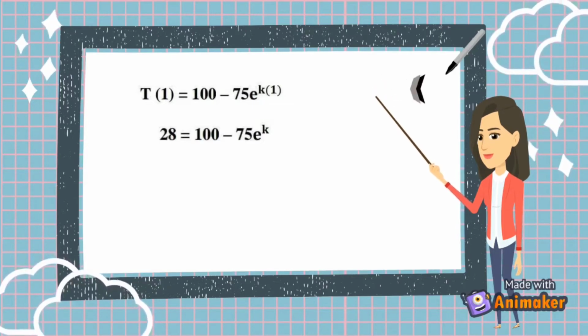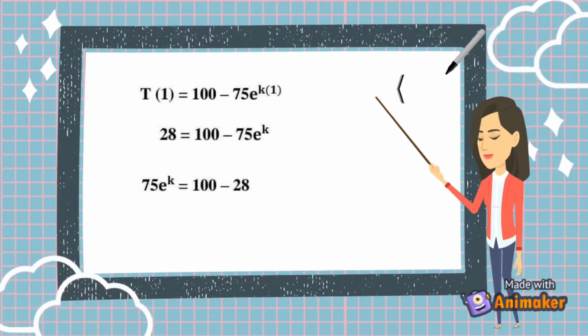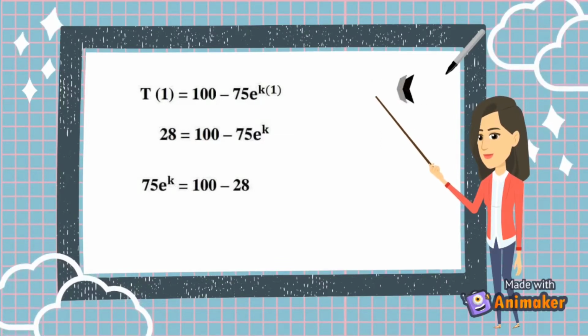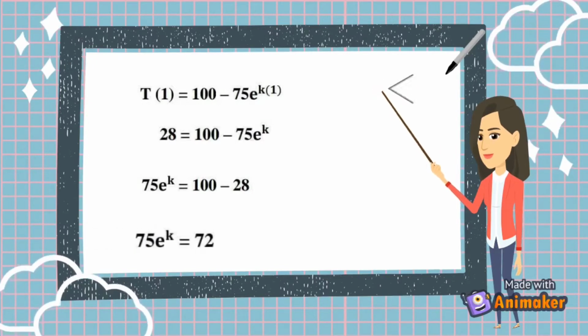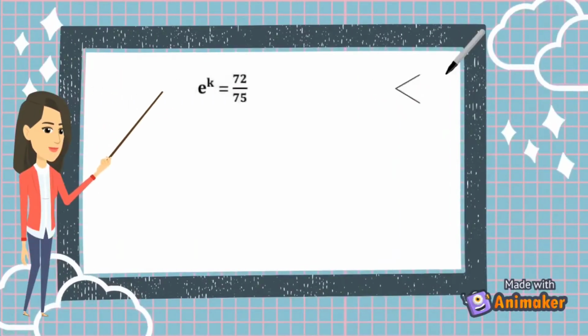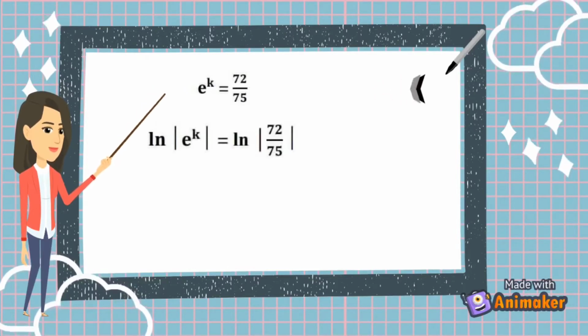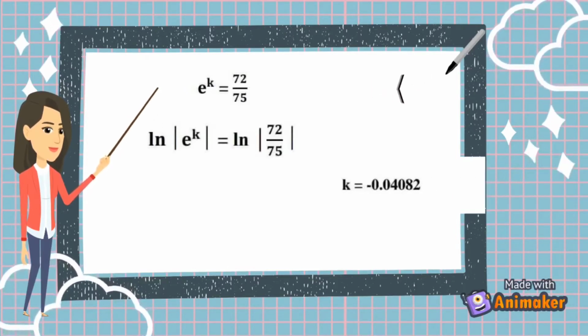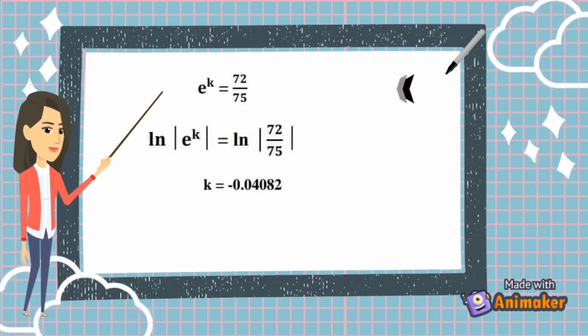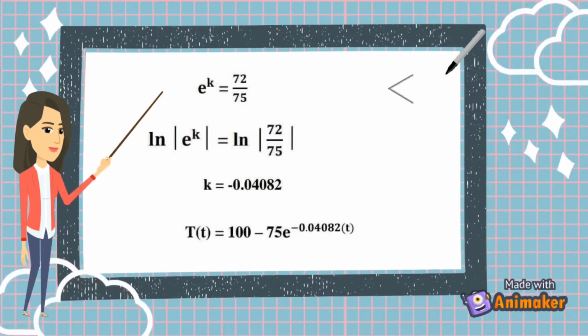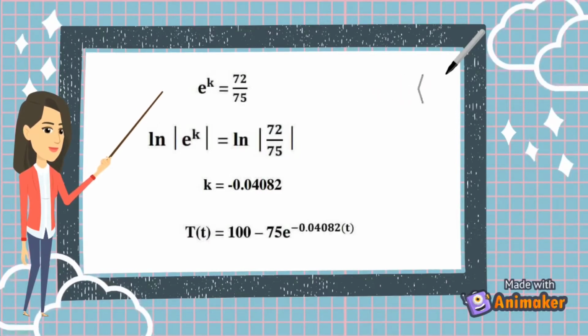Then we rearrange the equation. We will get 75 e to the power of k equals to 100 minus 28. And then 75 e to the power of k equals to 72. After that, we will get e to the power of k equals to 72 over 75. Then multiply both sides with ln, which is we will get ln e to the power of k equals to ln 72 over 75. We will get the value of k, which is equals to negative 0.04082. Therefore, T equals to 100 minus 75 e to the power of negative 0.04082 multiplied by t.